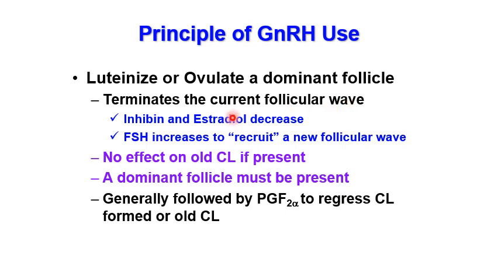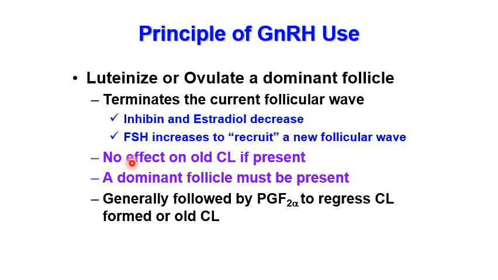After that, there will be a decrease in the level of inhibin and estradiol, because these hormones, again, are from the follicle. Another is there will be an increase in the level of the follicle-stimulating hormone in order to recruit a new follicular wave. The GnRH will not affect the old CL if present. So that is one of the limitations of the GnRH. It will not work on the old CL.